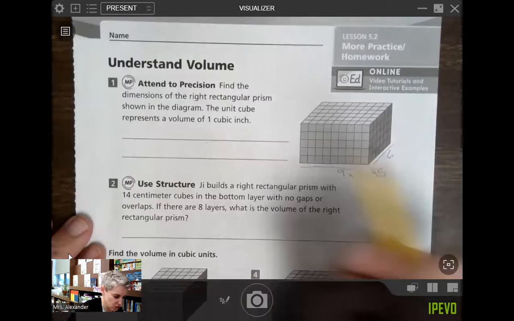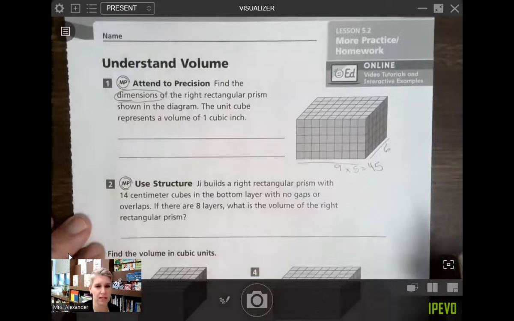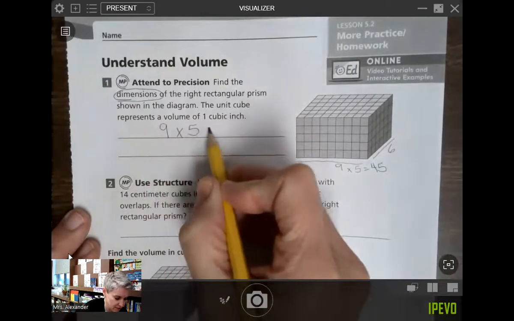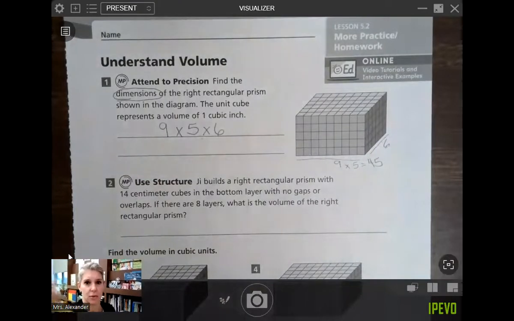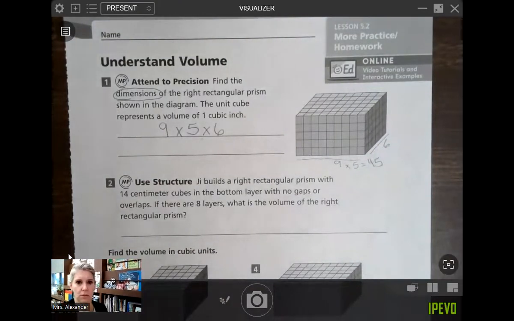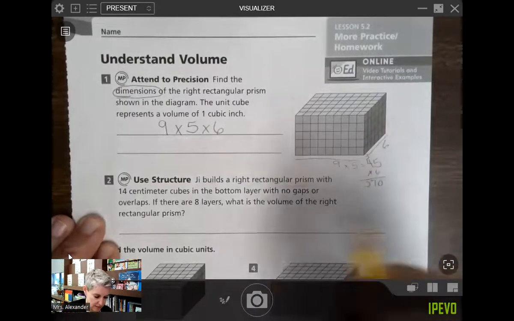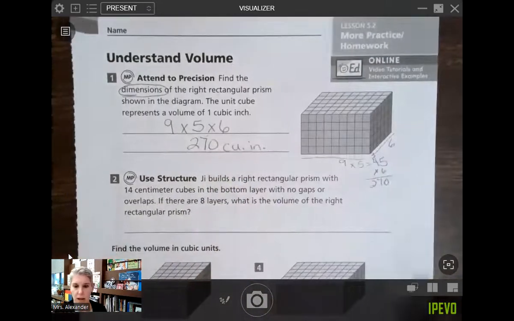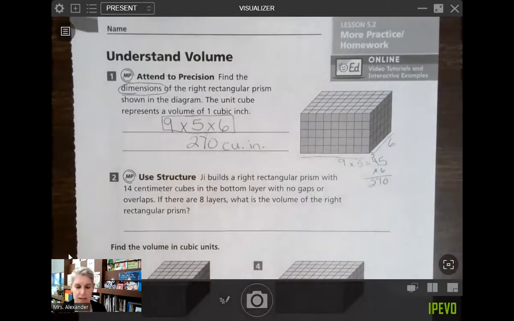If I'm just finding the dimensions, I don't need to solve. It's almost like when we did an expression. So the dimensions would be 9 by 5 by 6, and that gives me the dimensions of that right rectangular prism. I could go ahead and solve if I wanted to: 45 times 6 gives a total of 270 cubic inches. But we don't need to do that. If we're asked the dimensions, this would be our answer, 9 by 5 by 6.